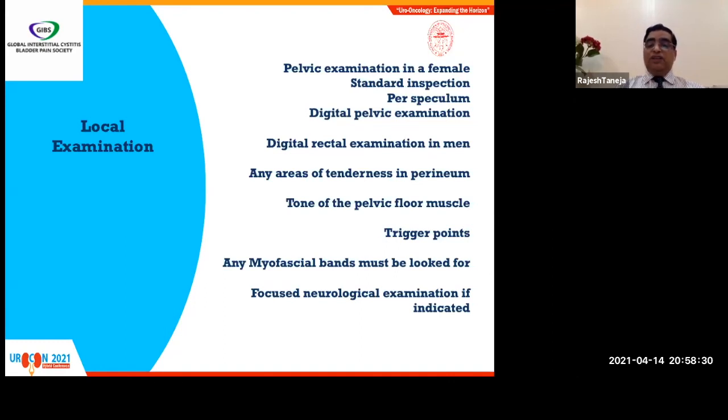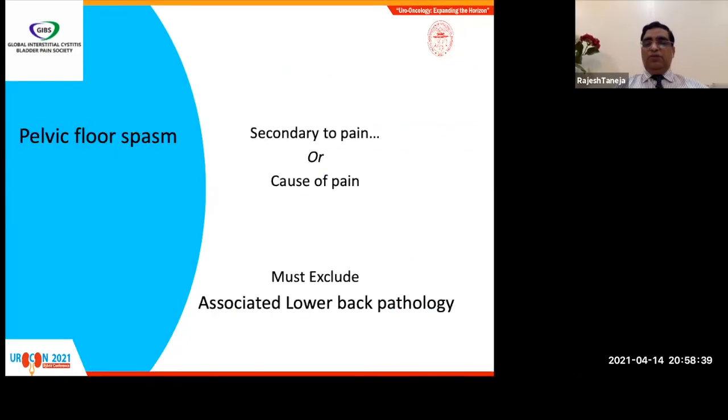A focused neurological examination must be done in case you feel that there's a need or there's a history which points towards that. Coming to a word about pelvic floor spasm, it could be secondary or it could be primary. It can be secondary to the pain itself, or it is the primary cause of pain, then sometimes it may be difficult to differentiate between the two. But of course, if there is a history that the pain increases with change in posture, then perhaps it is primarily coming from the lower back pathology causing spasm in the perineal muscles.